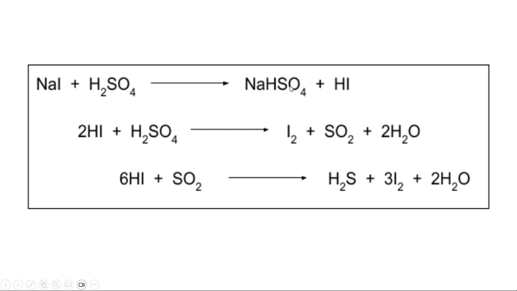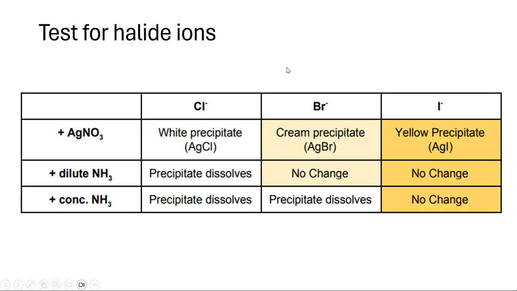NaI plus H2SO4 is exactly like the other three before. This one's like the bromine one. Then you've got 6HI plus SO2 makes H2S, 3I2, and 2H2O. So make sure you memorize all these equations.